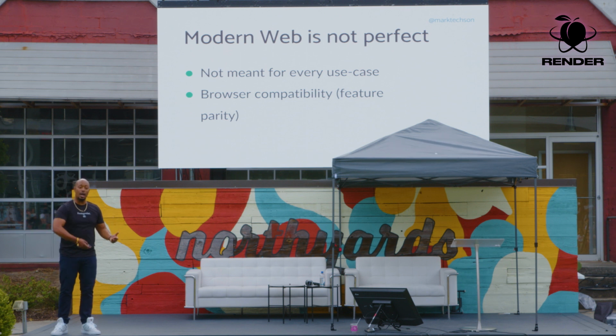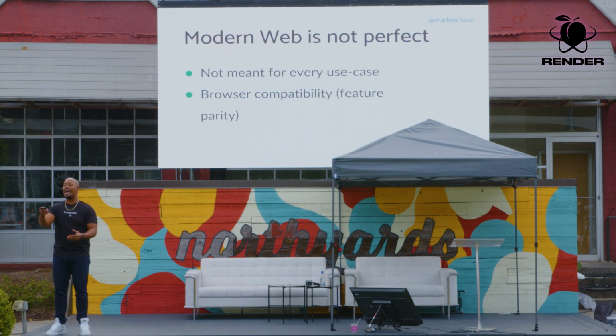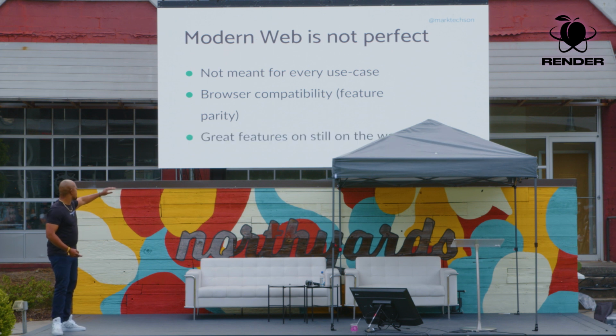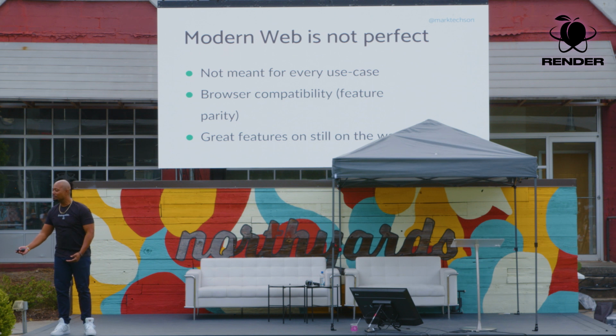They're coming around slowly, but what does that create? A lack of feature parity, where for some people it will work out of the box, some people it won't. But this is a con, so you have to think about that. And then finally, some of the best stuff is not here yet. It's coming, it's in the proposal, they're looking at it, they're talking about it, but we don't have it.